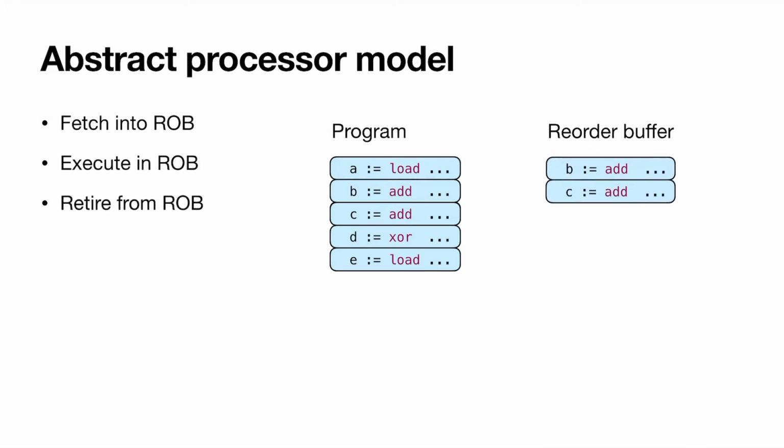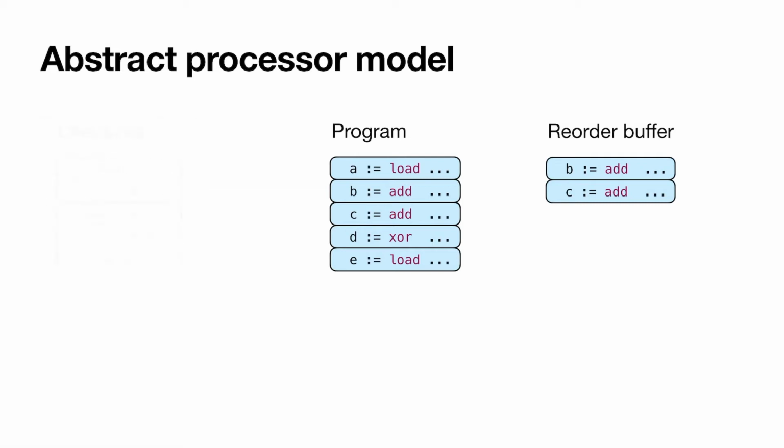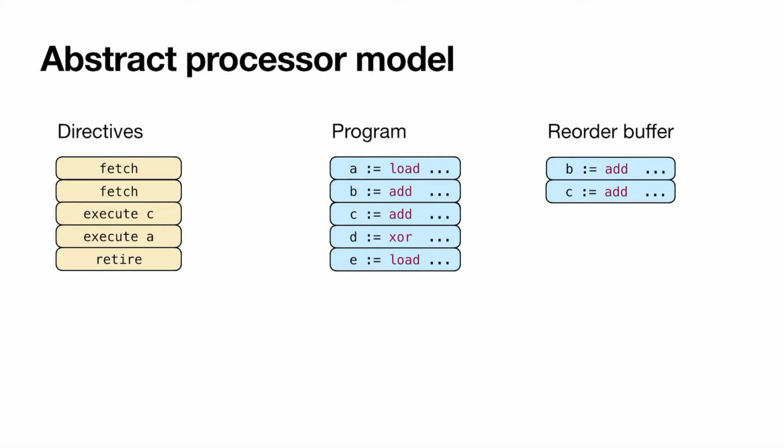So how do we know what action we're going to perform each step? Well, in practice, a motivated attacker can influence or control the execution on a processor. So we're going to assume the attacker supplies a schedule of directives. And at each step, we take the next directive in the schedule to determine what we're going to do, whether that's fetch, execute, or retire.